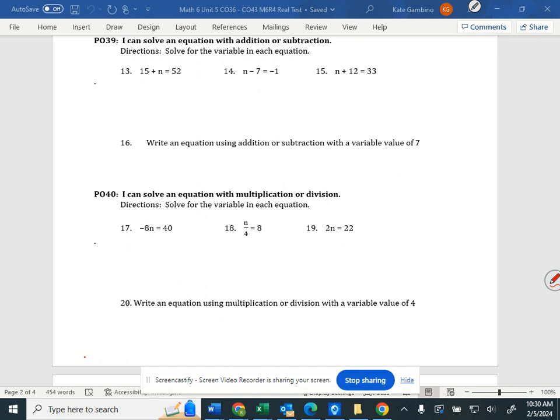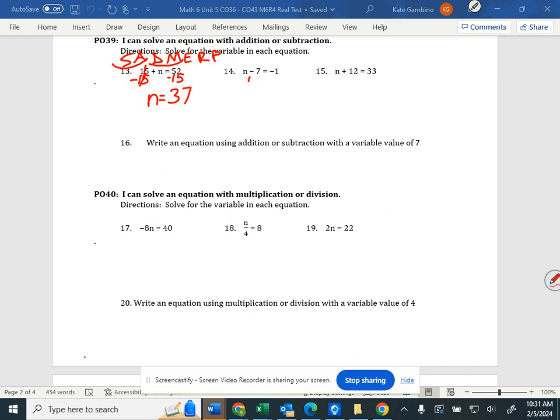Okay, so let's look at how we do the one step. 15 plus n. So I want to do the opposite. Remember, it's SADMER. So I want to do my subtracting or adding, then I do my multiplying or dividing. So it's a positive 15, so I want to subtract 15. I don't do anything with the variable for my step. I do it with just that whole number, and whatever I do to one side, I do to the other. 15 minus 15 is 0. 52 minus 15 is 37.